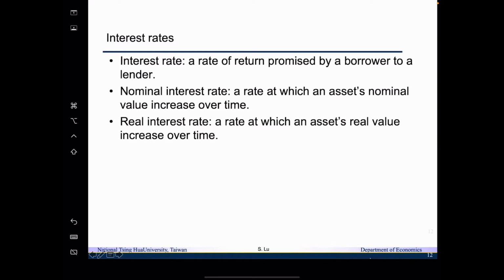As we learned before, the real value is the nominal value adjusted by the changes in the price. Therefore, when we want to come up with the real interest rate, we need to consider the inflation rate and take it out. So now let me give you an example.